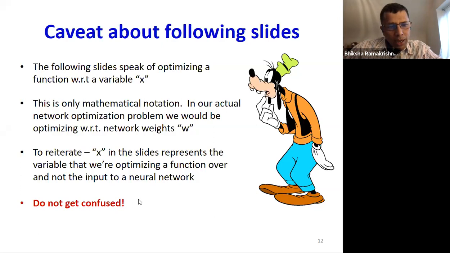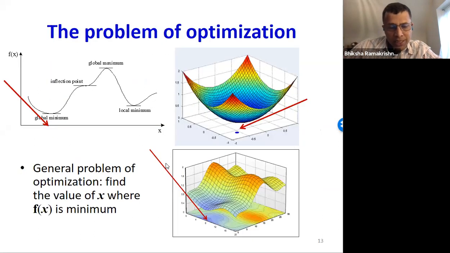Now, I'm going to be talking about generally optimizing a function of x with respect to x. So I'm speaking in generalities, not specifically about a network. The problem of optimization is typically the problem of finding a minimum or maybe a maximum. You have functions of this kind, some function of x, and our task, if we are trying to minimize the function, is to find the location where the function is minimum. So for a scalar function, a function of a scalar variable, the function would look like this. You want to find this location here.